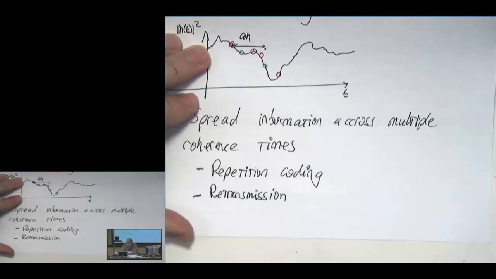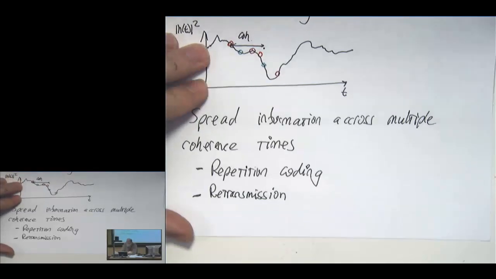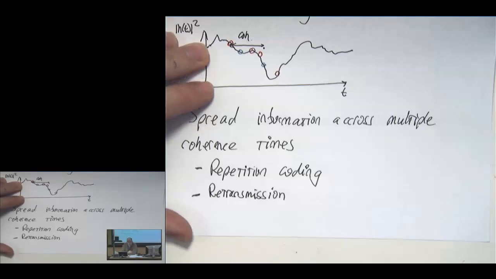The retransmission idea would be that the receiver would ask the transmitter to send the packet again. It tries to decode the packet. It realizes it fails. The channel's in a fade, so it says, hey, transmitter, can you send it to me again? And the idea would be that perhaps by the time the transmitter gets around to sending it again, the channel has changed, and maybe it goes through this time. So that's a way to get retransmission.